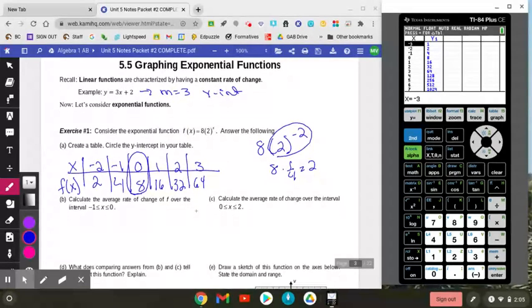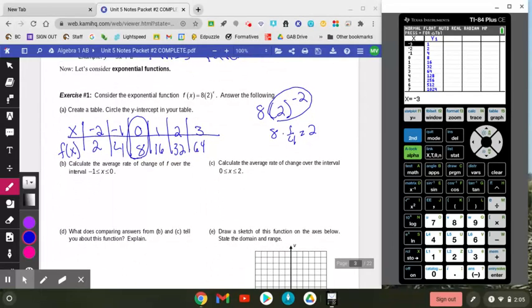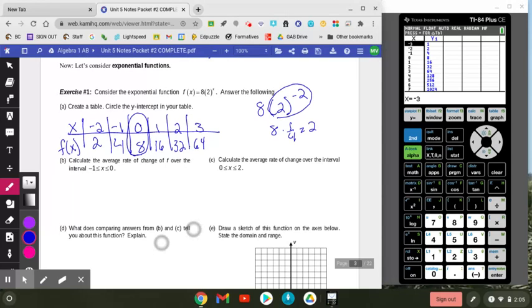Now, to calculate the rate of change of f over the interval -1 is less than or equal to x is less than or equal to 0, I'm going to use the point -1, 4, and the point 0, 8. And my rate of change is really just my slope. So it's delta y over delta x over that interval. So it's 8 minus 4 over 0 minus -1, which equals 4.